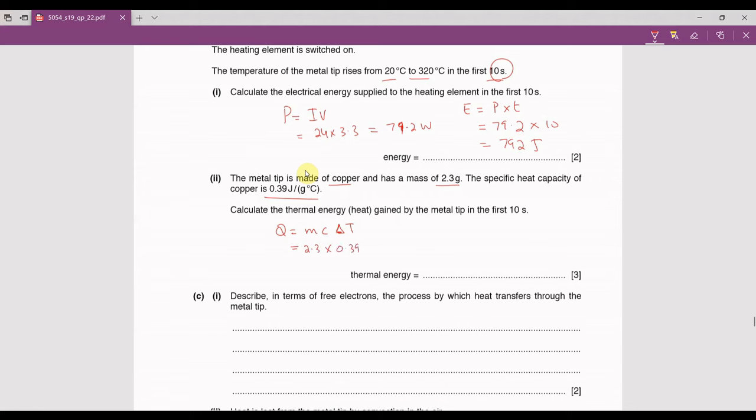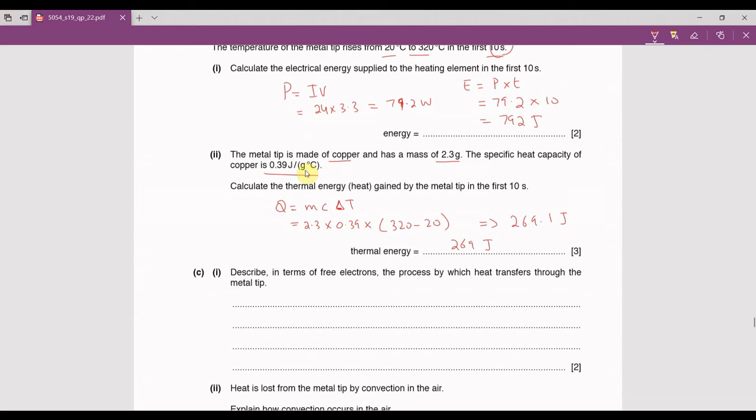Specific heat capacity is 0.39, and the temperature change is, as given in the question above, 320 minus 20. So there is a total temperature change of 300 degrees Celsius here, and we're going to calculate this: 2.3 times 0.39 times 320 minus 20, and that will give me the energy of 269.1 joules. I'm going to write it as 269 only, because I don't want to write 4 significant figures in the answer. Just 3 significant figures are enough.